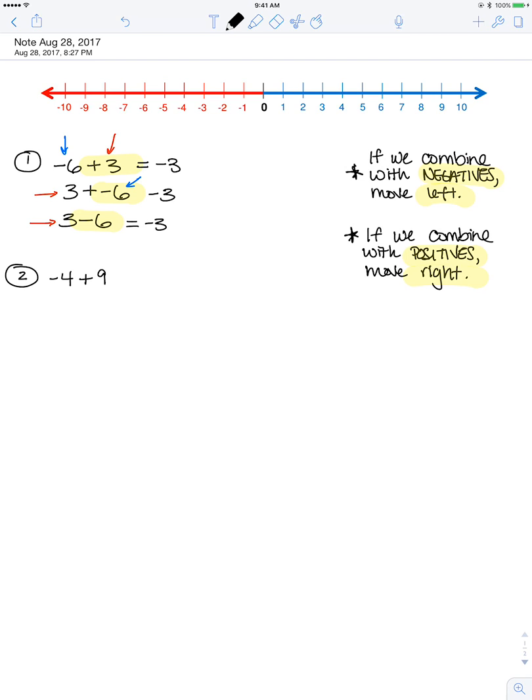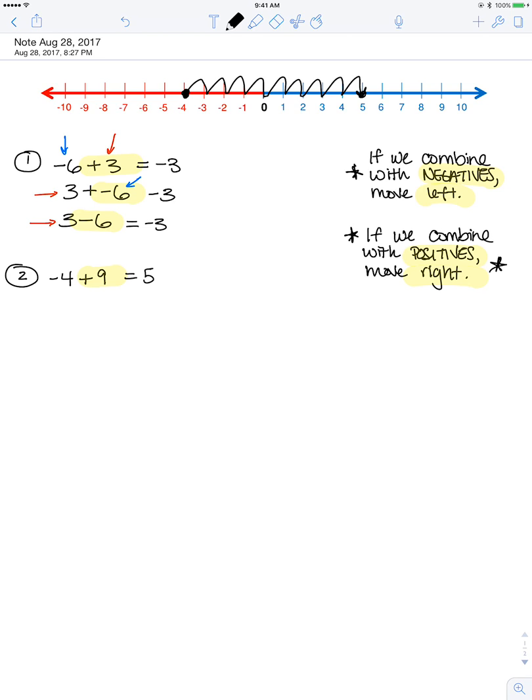Okay, so in this problem, I'm starting at a -4. Similar to that first one, I am starting on the negative side, so I plot a point here. And I'm combining this problem with a positive number. So that's a +9 I'm combining it with. So since I'm combining it with a positive, as we stated earlier over here, that we are moving to the right. So I'm going 1, 2, 3, 4, 5, 6, 7, 8, 9. That puts me at a +5.